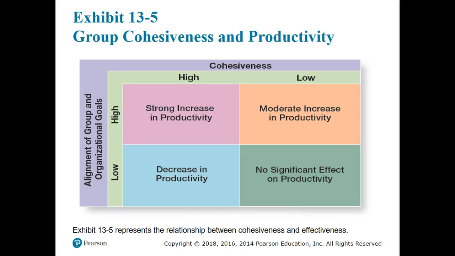Now, research has generally shown that highly cohesive groups are more effective than less cohesive ones. However, the relationship between cohesiveness and effectiveness is complex. A key moderating variable is the degree to which the group's attitude aligns with its goals or with the goals of the organization. Now, Exhibit 13-5 represents the relationship between cohesiveness and effectiveness. I'm going to leave this up for you note takers to take a look.